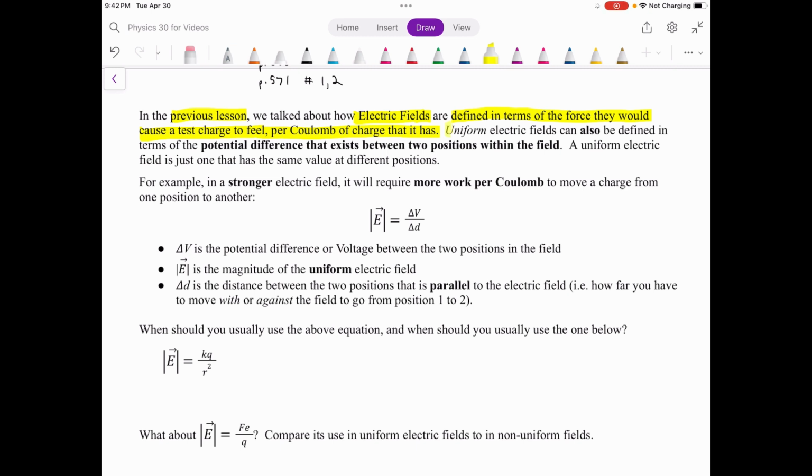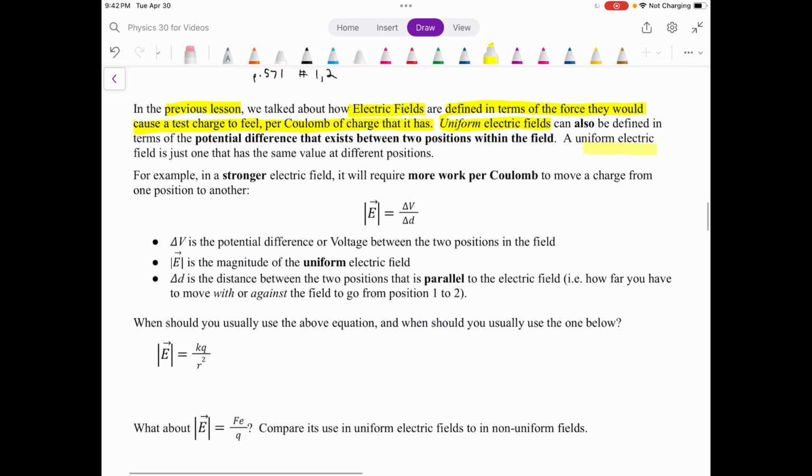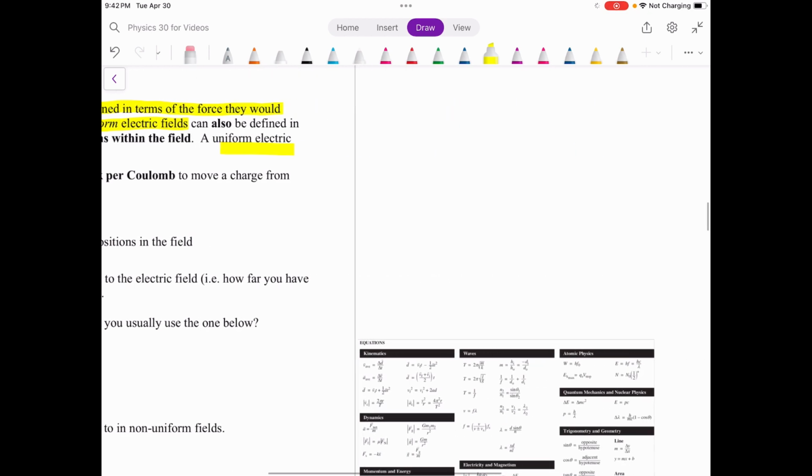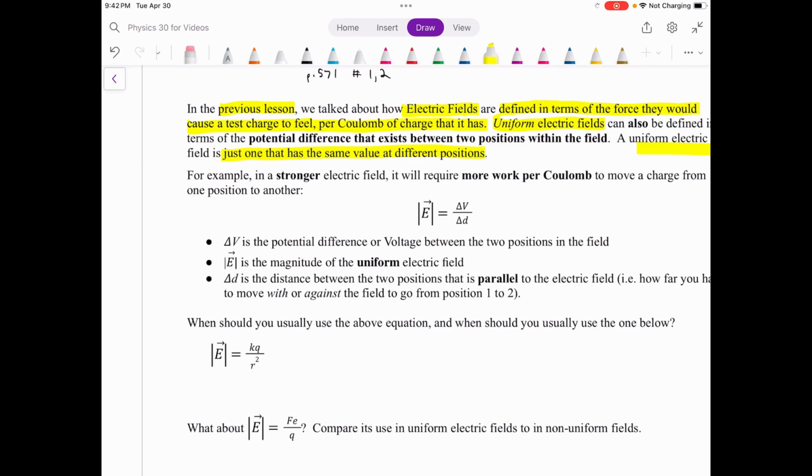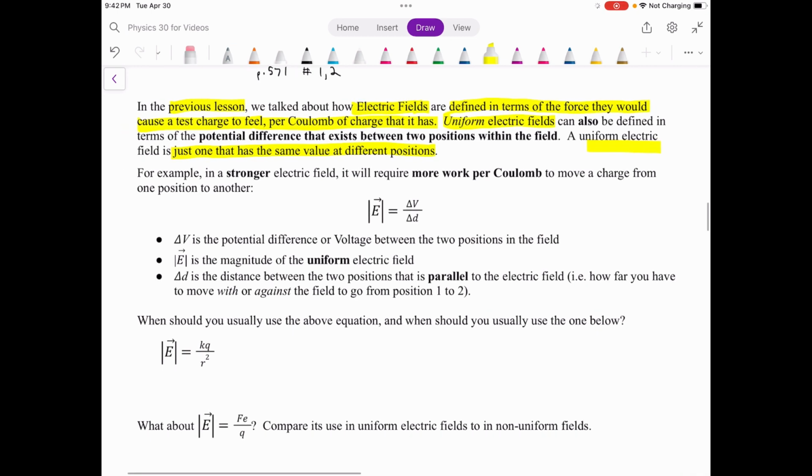Now, a uniform electric field is just one that has the same value at different positions, meaning it's not changing when you look in different places within that field. It's always got the same value of the electric field, okay? Uniform electric fields can also be defined in terms of the potential difference that exists between two positions within that field. It's just another way to quantify how strong an electric field is.